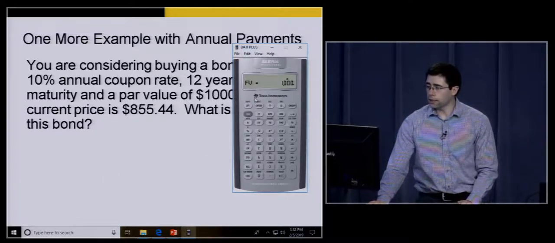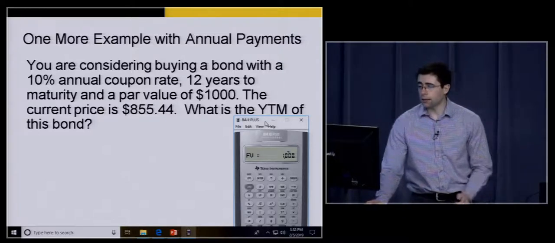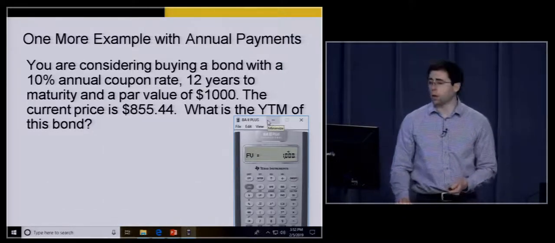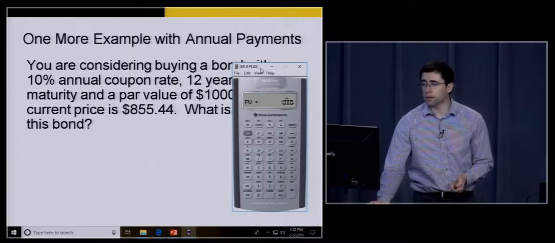Our current price is $855.44, but because we are purchasing this bond, this $855.44 is a cash outflow from our perspective. So when we put it in the calculator in the time value of money buttons, we need to reflect that cash outflow. So I'm going to make this $855.44 a negative number. So 855.44, and I'll hit this plus minus sign. And then I'll set it to equal our present value.